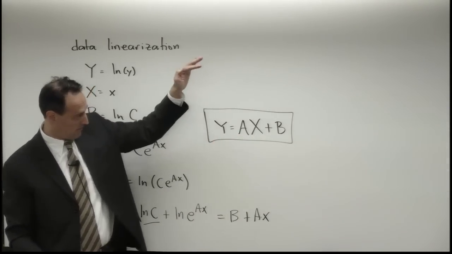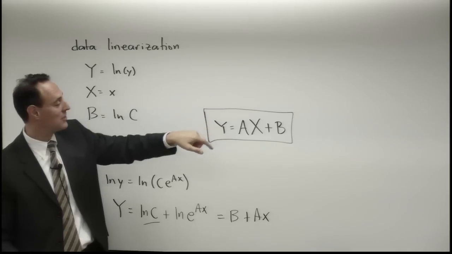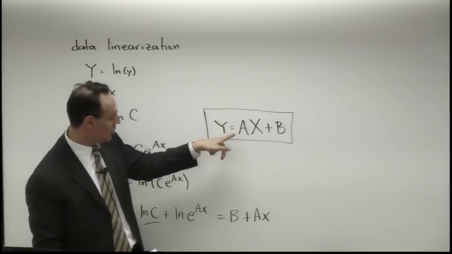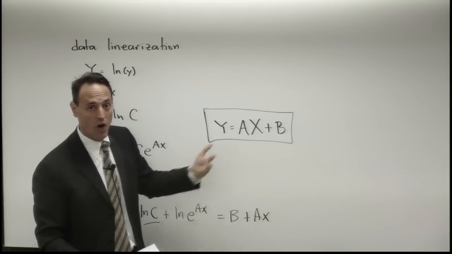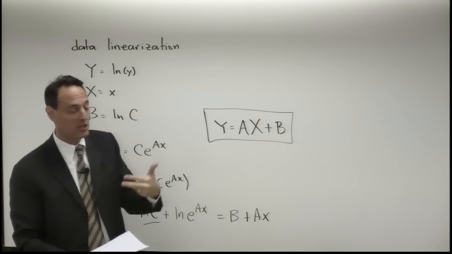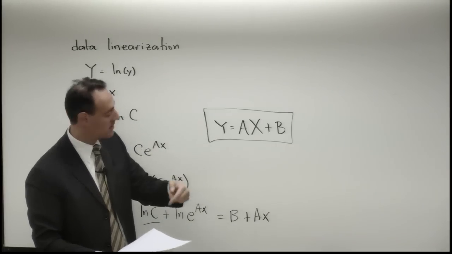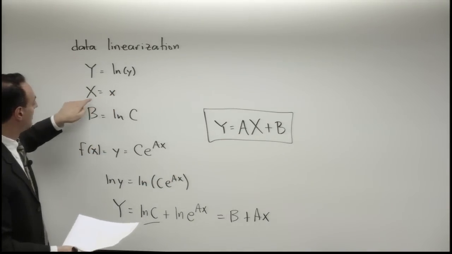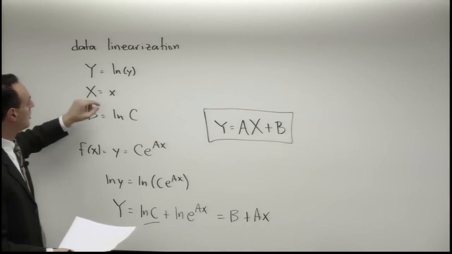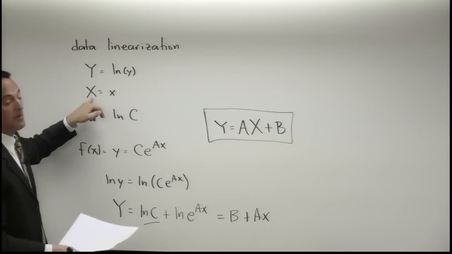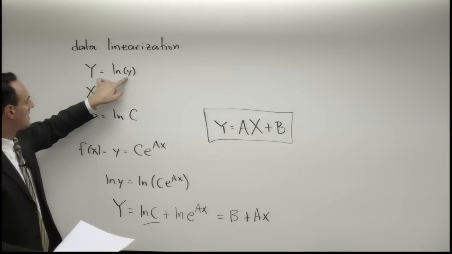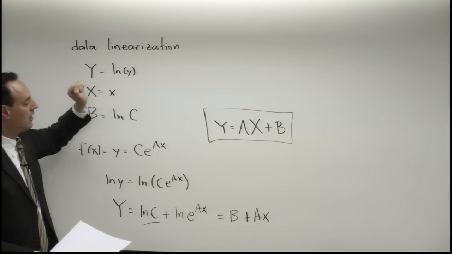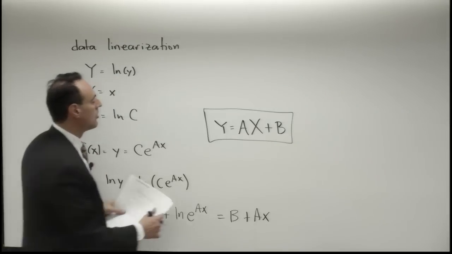In fact, before I erased this board, maybe I should have kept it up, I actually did the 2 by 2 system, and I showed you what a and b are. All you got to do now is, instead of representing your data directly as little x and little y, you take your data and you keep it as big X and big Y. So you take your x points, they're the same, but the big deal is now you take your y data and you take the natural log of them. And if you do that, now you can do a linear fit.